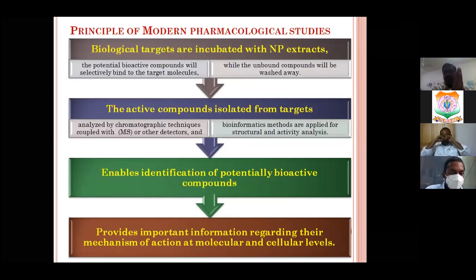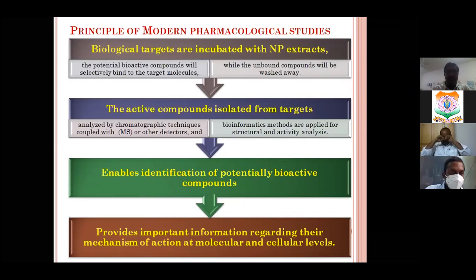Don't get confused: the target molecule is either a cell membrane or a protein or enzyme or DNA. Potential bioactive components will bind to the target molecules. Then unbound compounds will be washed away using certain buffers. Then the active compounds are isolated from the targets. Whatever bound compounds are there, we have to isolate them. After isolation, we analyze them using suitable chromatographic techniques or some other techniques.